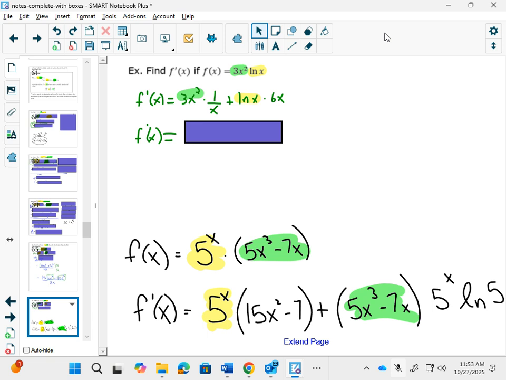So today was a big day because you learned 1, 2, 3, 4 new shortcuts. You learned the shortcut for e to the x, it doesn't change. You learned the shortcut for any other number to the x, 5 to the x, 10 to the x, 7 to the x. You learned the shortcut for natural log of x. And you also learned the shortcut for the product of two things.